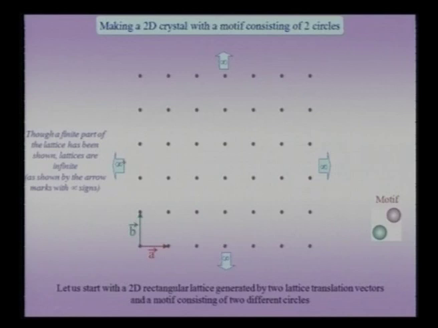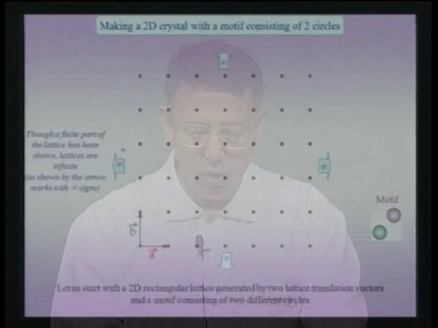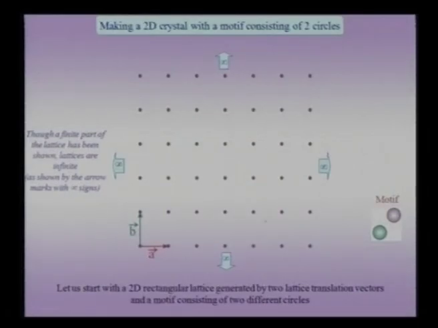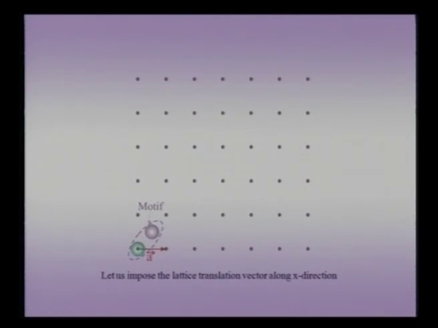Let us construct a 2D crystal by showing this video example. So here we have a 2D crystal which is infinite along the two directions, which has been generated by two basis vectors A and B, and the motif is a two circle motif. So let us see how this crystal is constructed.